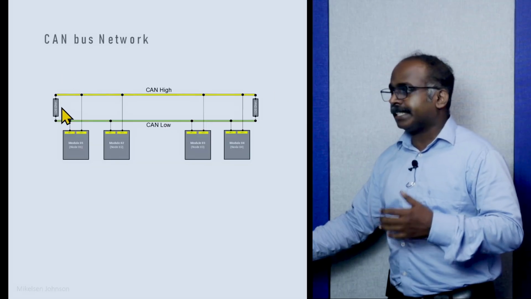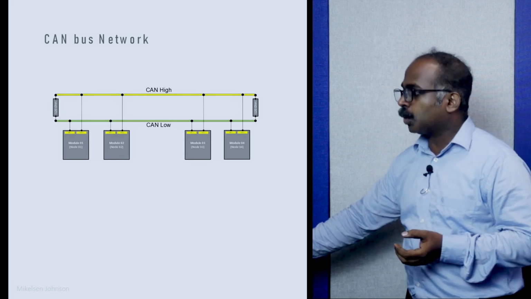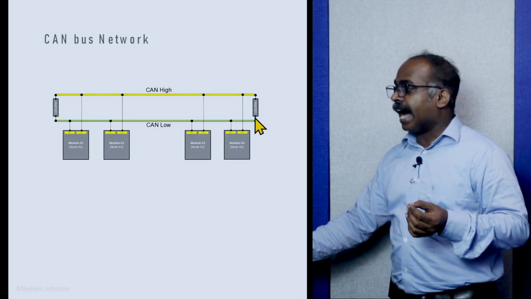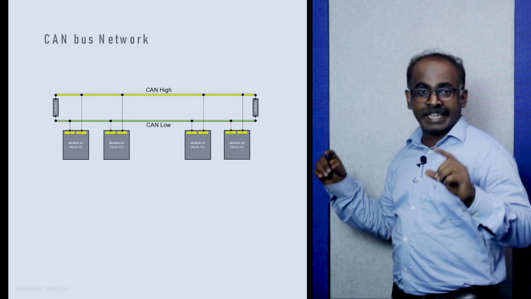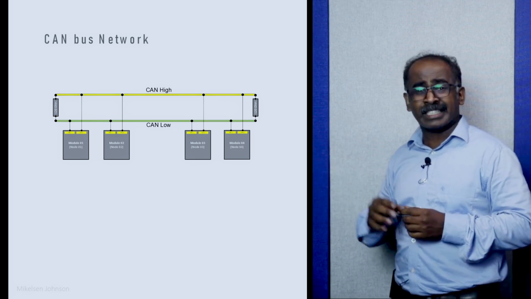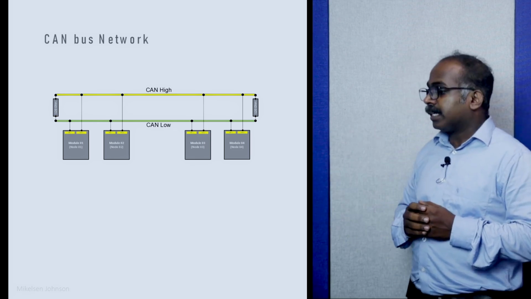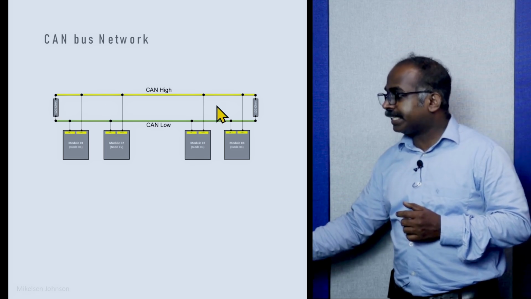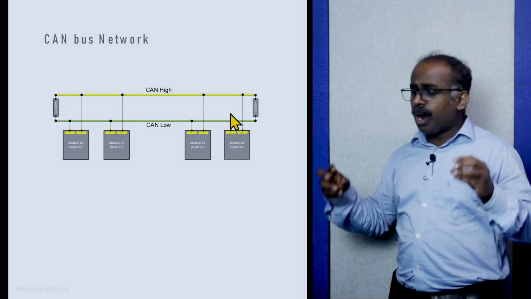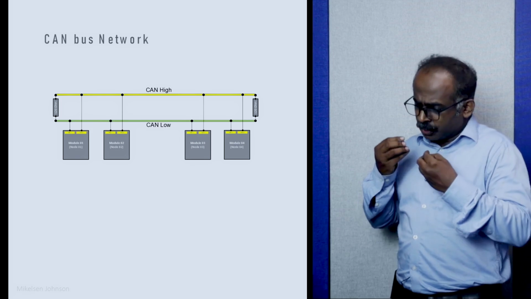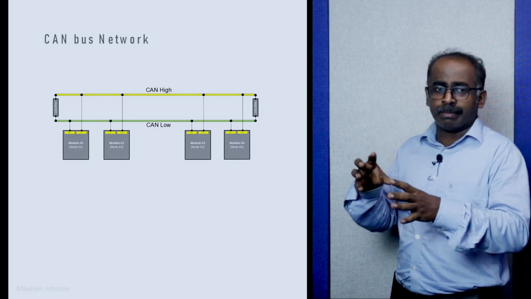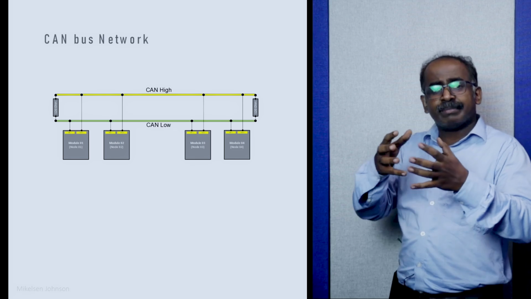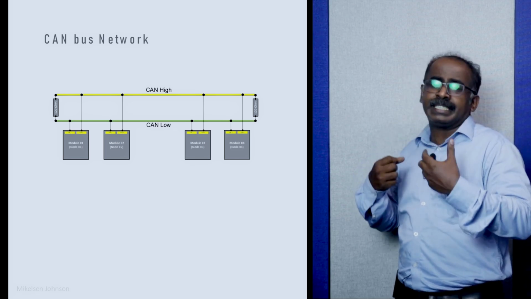And here you can see at both these sides, 120 ohm resistors are used at the end of the CANbus line. They are called terminal resistors. The terminal resistors are used here because all the modules are sending data to the same bus, same cables, and receiving data from the same bus. That means the same cable is receiving data.